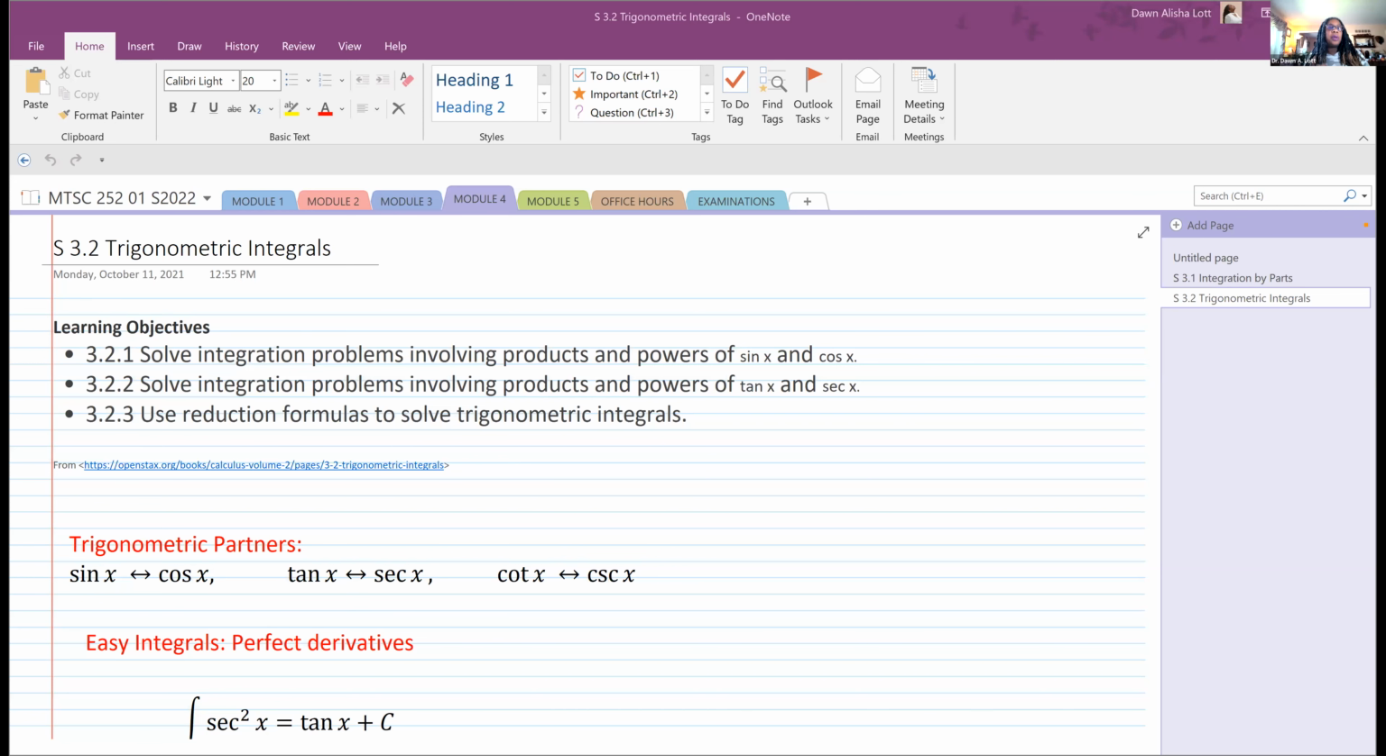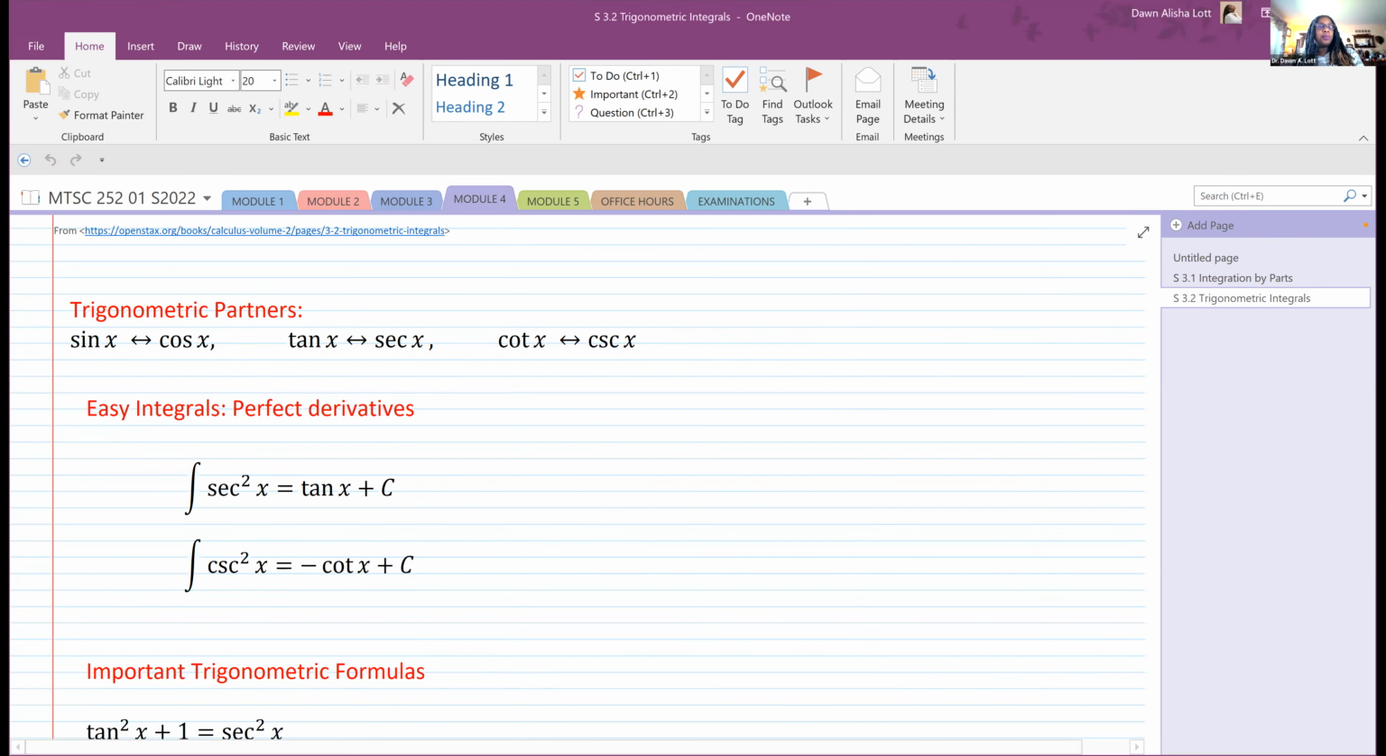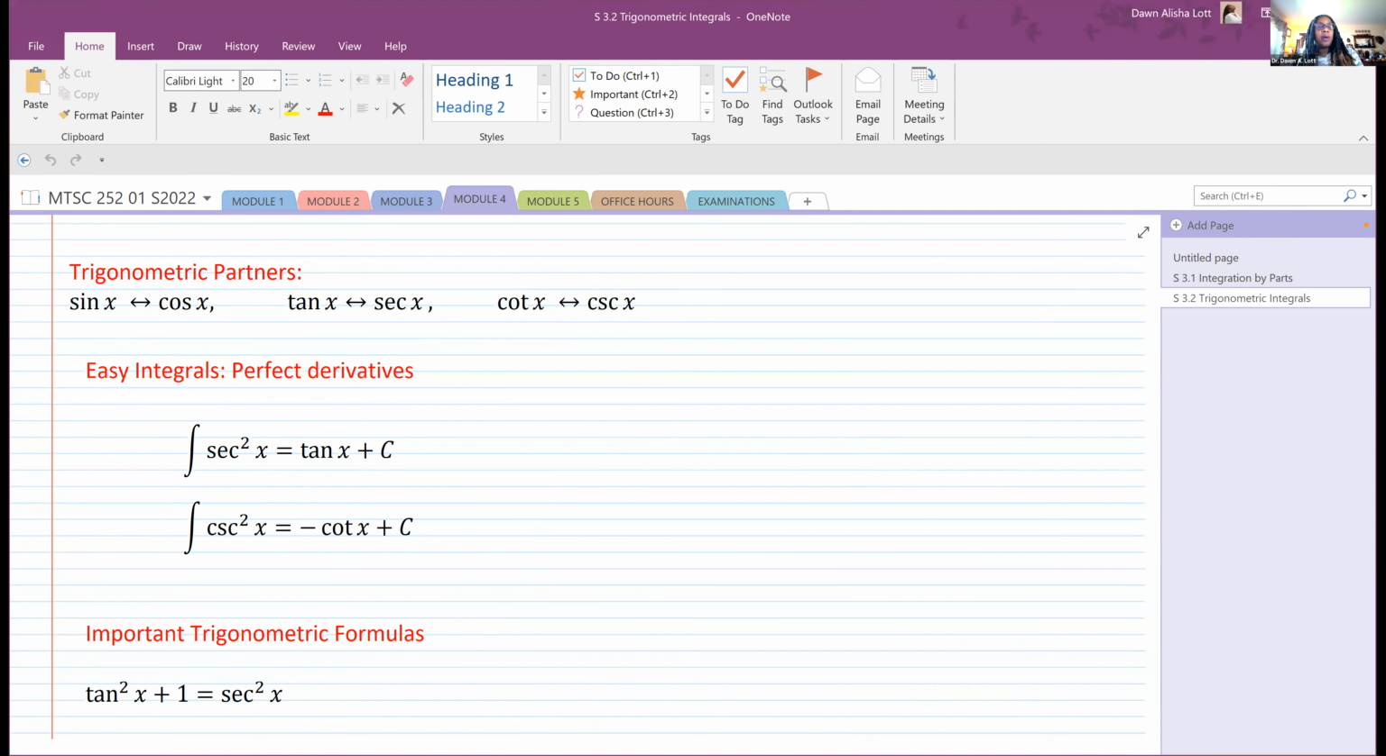Okay, so the section we're working in is trigonometric integrals, and that is how do we integrate things that are products of sines and cosines, products of tangents and secants, and products of cotangents and cosecants. And so the first thing Mr. Piaget and I hopefully talked about were the trig partners.